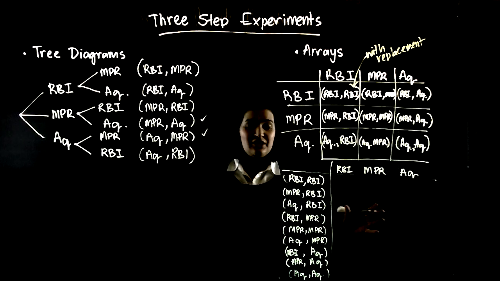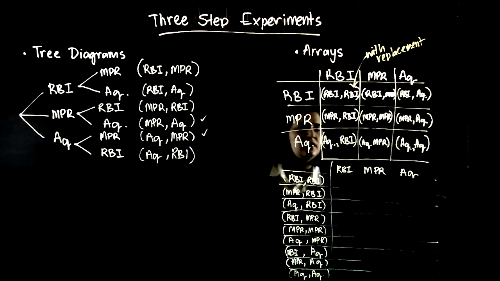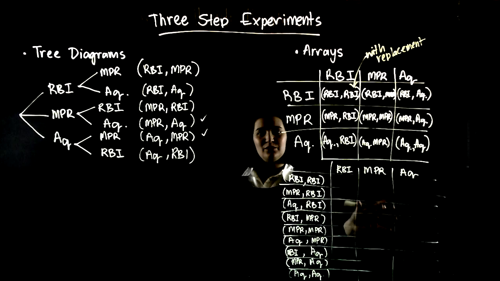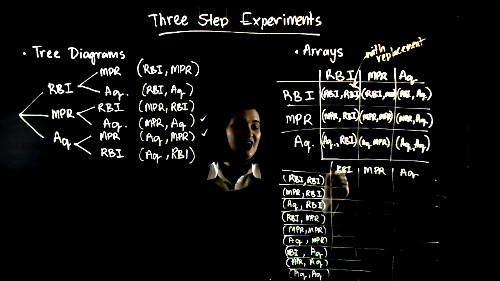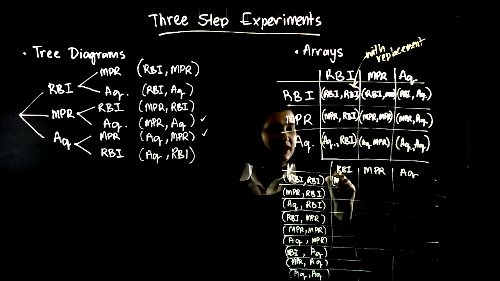Okay, you can see this already looks quite tedious. Now our table was with replacement, so I've got to then write each of these outcomes out now. So the first one would be RBI. I see this movie 3 times. I really love it.